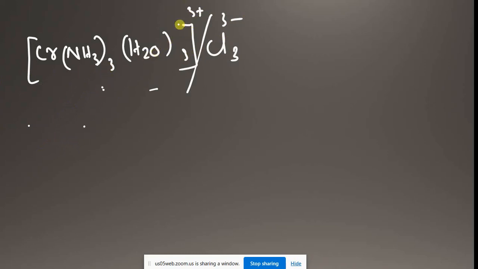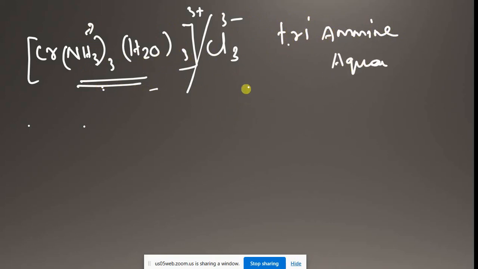So this one we have to write first. So in this part, first we have to go for ligands. In this complex, as I told you, two ligands are there. One ligand is called amine, right? This is called amine. How many amine are there? Tri. So triamine. And this is called aqua. How many aqua are there? Triaqua. Right. So among these two, which should be written first?